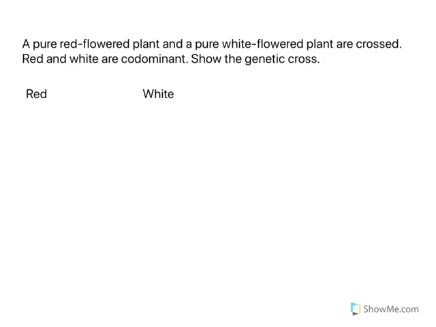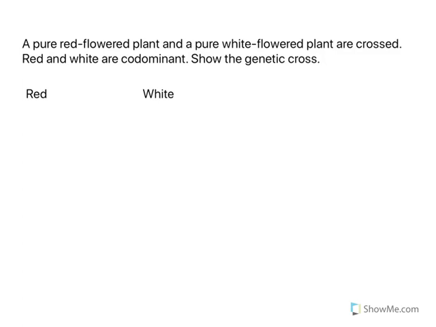In this example, we have a purebred red-flowered plant and a purebred white-flowered plant, and we cross them. The red and the white are codominant. We're told this in the question. We're going to have a look at the genetic cross. So the offspring are going to express both red and white in the phenotype.